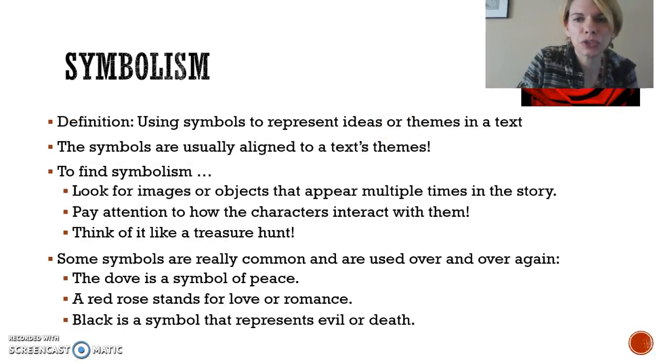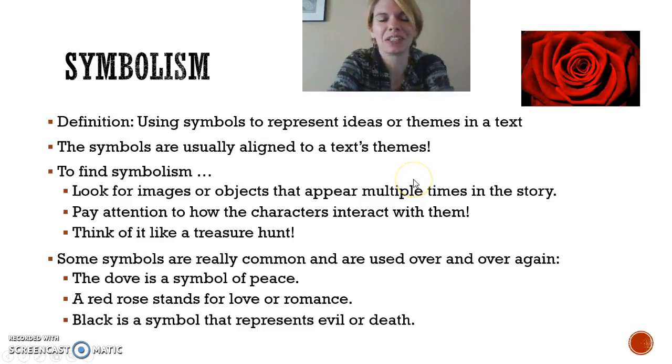Symbolism. This one's new for 8th grade. We usually don't touch this until we get to 8th grade. So if it's a little confusing at first, that's okay. We're going to go slow. The definition is using symbols to represent ideas or themes in a text. The symbols are usually aligned to a text's themes. So this is when you have something, usually a thing, in a book that represents more than what it at first seems to be.